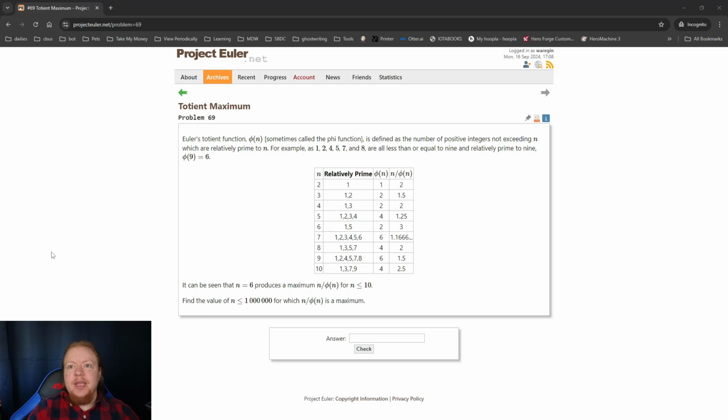Today, we're looking at the 69th Project Euler problem. As always, I will link to both the problem and my repository in the description. Let's dive right in. Problem 69 is the totient maximum.